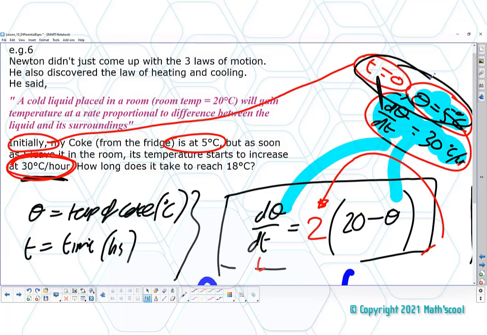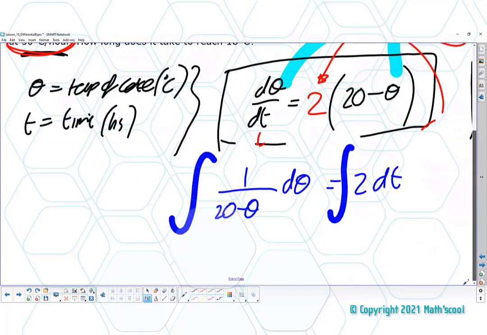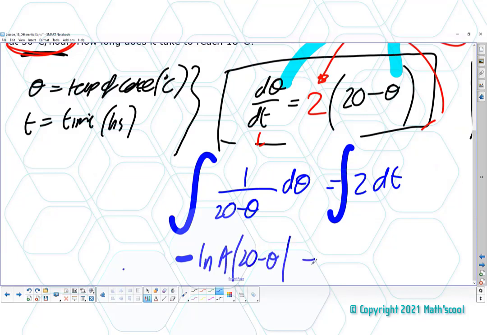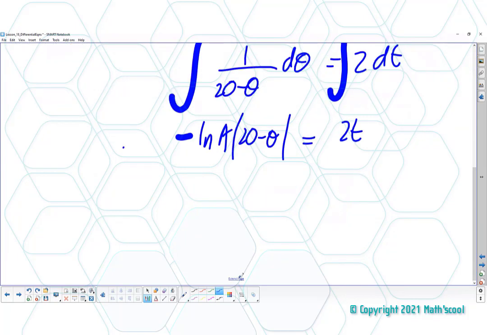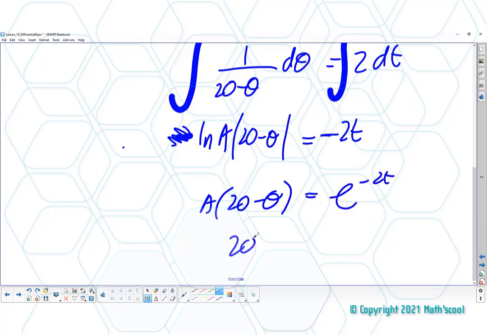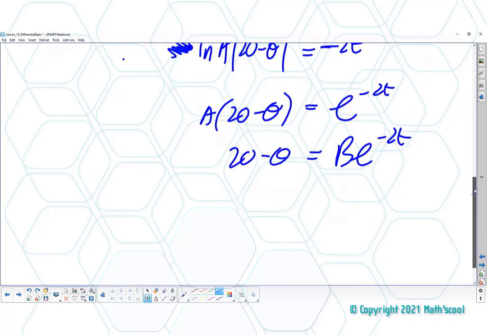Lovely. So we end up with minus ln(a(20 minus theta)) equals 2t. Take the minus over to the other side: a(20 minus theta) equals e to the minus 2t. Divide both sides by a: 20 minus theta equals b e to the minus 2t. Then make theta the subject: 20 minus b e to the minus 2t equals theta.